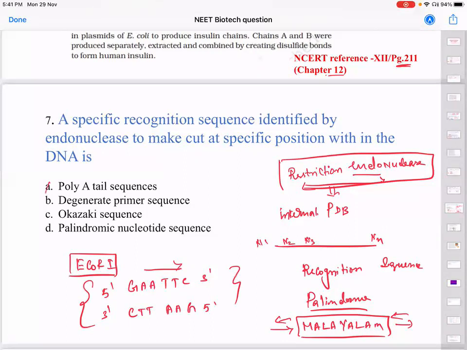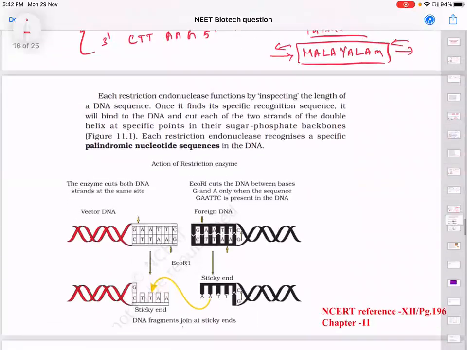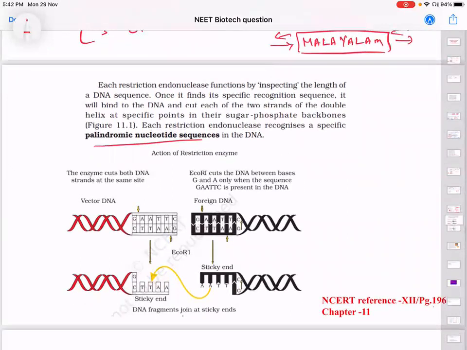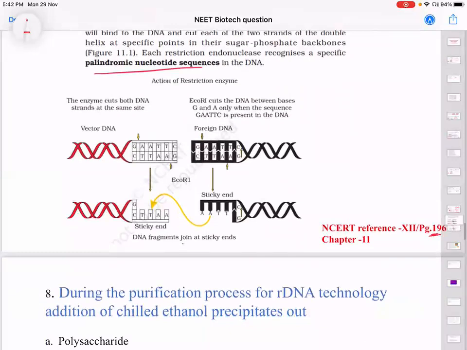So poly A tail sequence will not be the correct one here. Degenerated primate sequence, Okazaki sequence. So you can go for the palindromic nucleotide sequence, which can be the correct option. So this is the 7th question, and you can see this palindromic nucleotide sequence. The reference is given in page number 196, chapter 11. So this restriction endonuclease will be part of biotechnology principles, right? Fine. And 8th question.